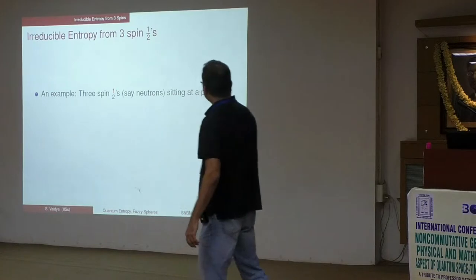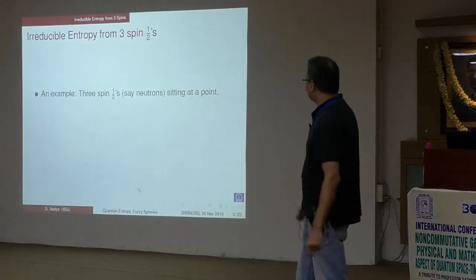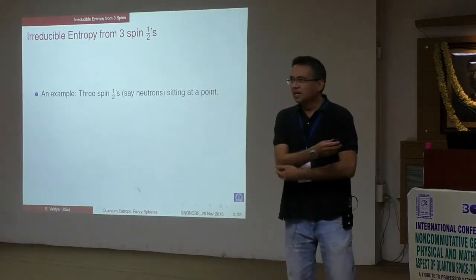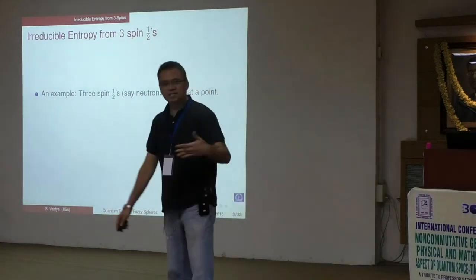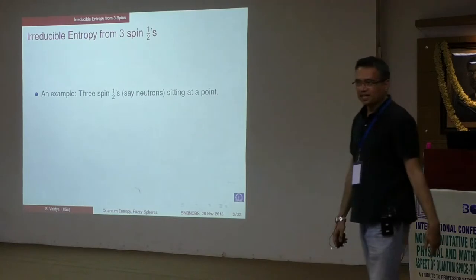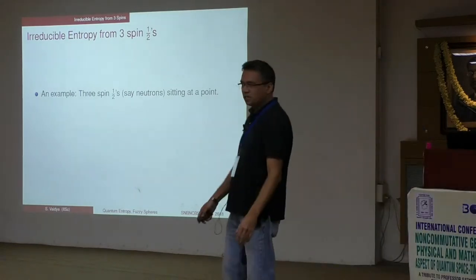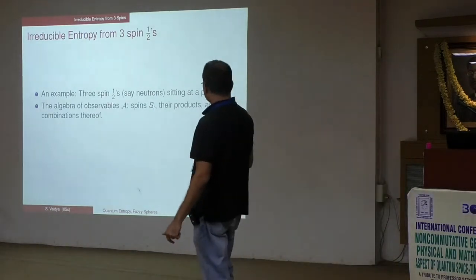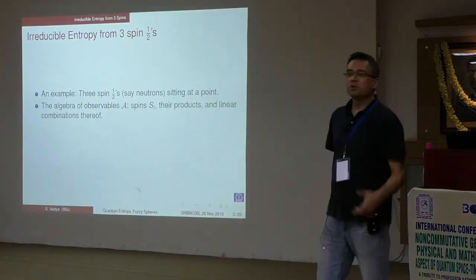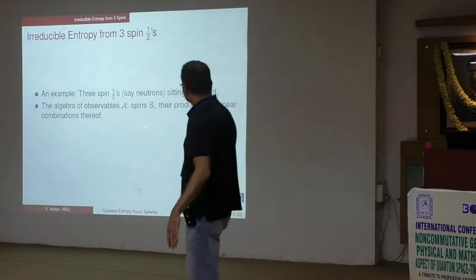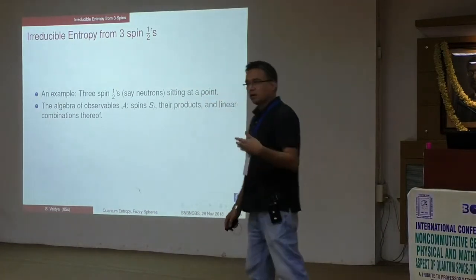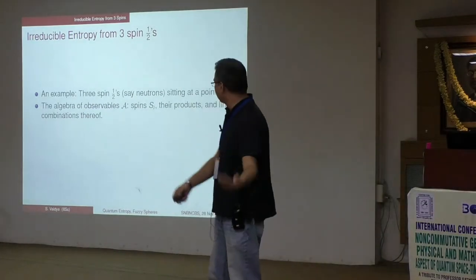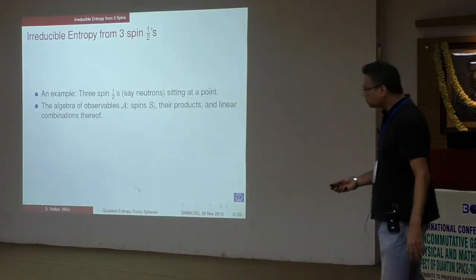Okay, so I want to start off by describing a system of three spin-half particles. And to remove some unnecessary complications, let's say that these particles are not charged, but they are identical. So the particles that I have in mind are, say, neutrons, and they're all sitting at a point. Now, the algebra of observables for this system, because I am going to concentrate only on the spins, are the spins Si for each of these neutrons, and then in order to make it into an algebra, I have to take their products and linear combinations thereof.